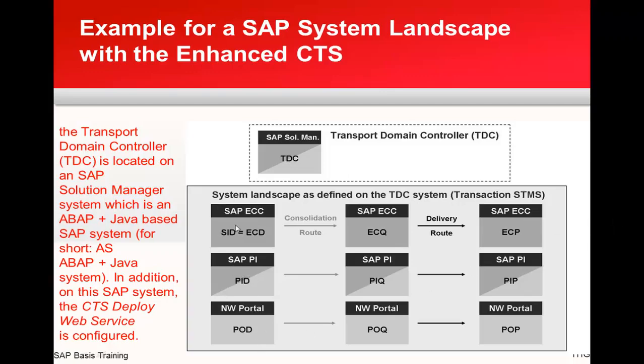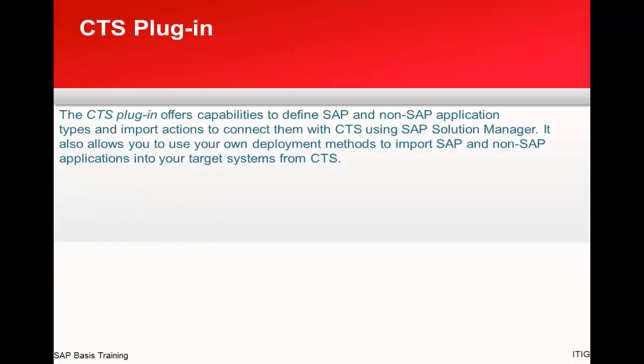Okay, so for ECC you have ECD, ECQ, ECP. From D to Q it is a consolidation route, from Q to P it is a delivery route. For PI it is the same thing, PID to PIQ to PIP. Then for the portal you have this SID we are using for portal. Okay, so here you are seeing three different landscapes, a single domain controller, three different types of product. That is basically using enhanced CTS Plus. The changes are being transported from the dev environment to the quality environment to the production environment.